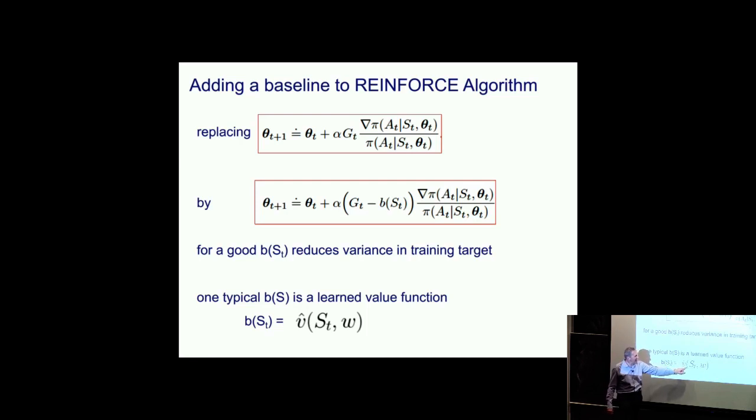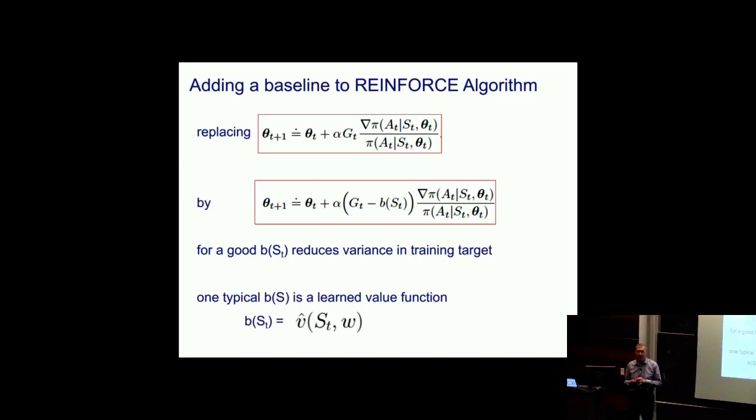And now this gets us into a scenario where we're learning both pi, which has parameters theta, and we're learning a value function estimate with a different set of parameters w. But if we do those simultaneously, then we can use b equals our current value function. And this does indeed reduce the variance in this.